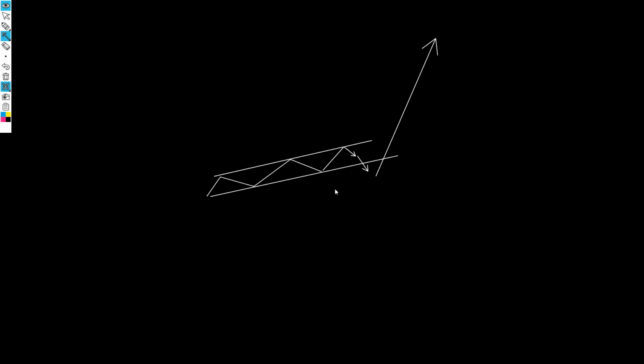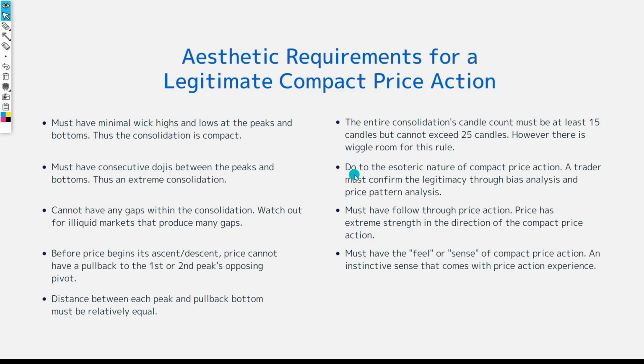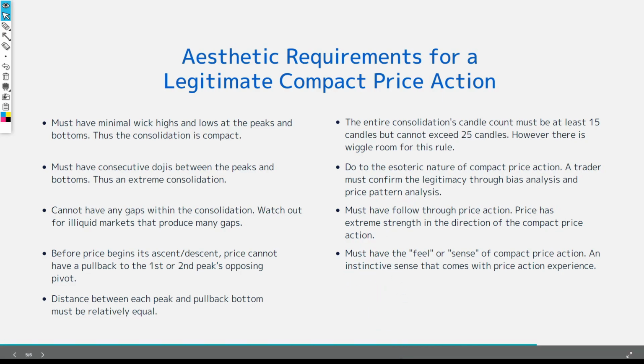Alright, so the next couple of rules are going to explain how to actually confirm whether compact price action is legitimate or not. Okay, so let's take a look at those. Due to the esoteric nature of compact price action, a trader must confirm the legitimacy through bias analysis and price pattern analysis. Alright, so let's go over to the Euro-Yen weekly chart for this.